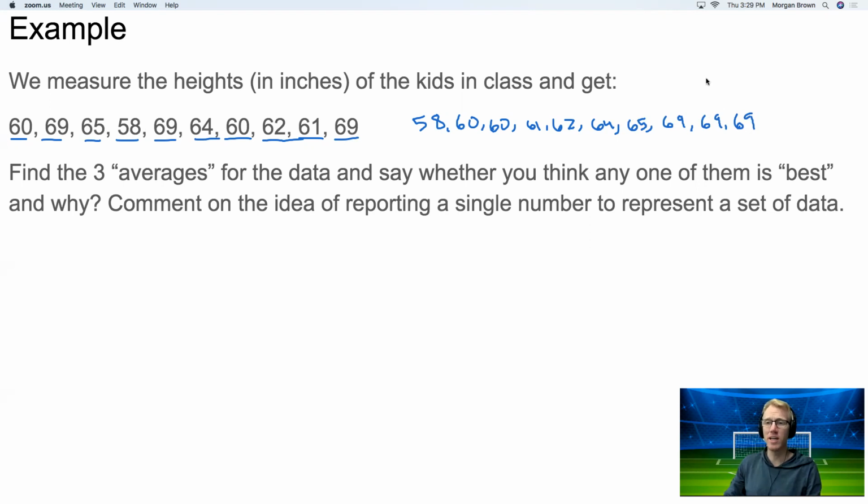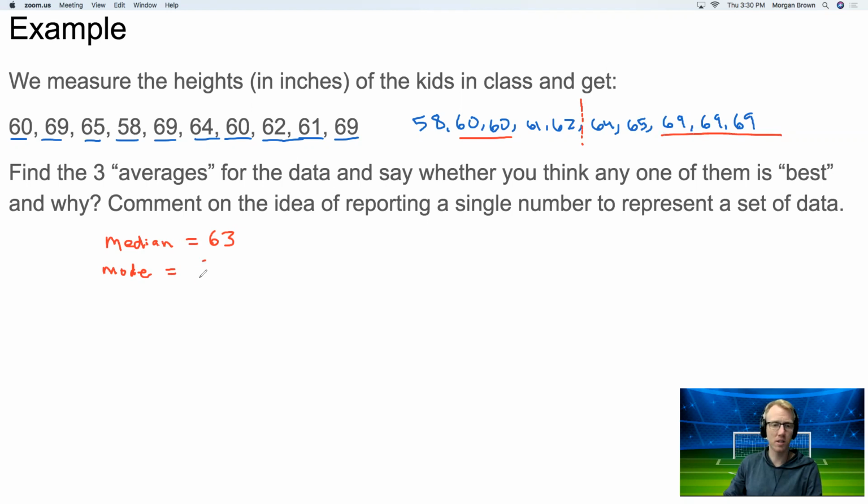Now to find the one in the middle, that's kind of the easiest. So we just go 1, 2, 3, 4, 5. So the middle is right here. What's the middle between 62 and 64? It's 63. So the median, once you put them in order, is the easiest. The median is 63. To get the mode, we just have to see which one occurs the most often. And you can see 60 shows up twice and 69 shows up 3 times.